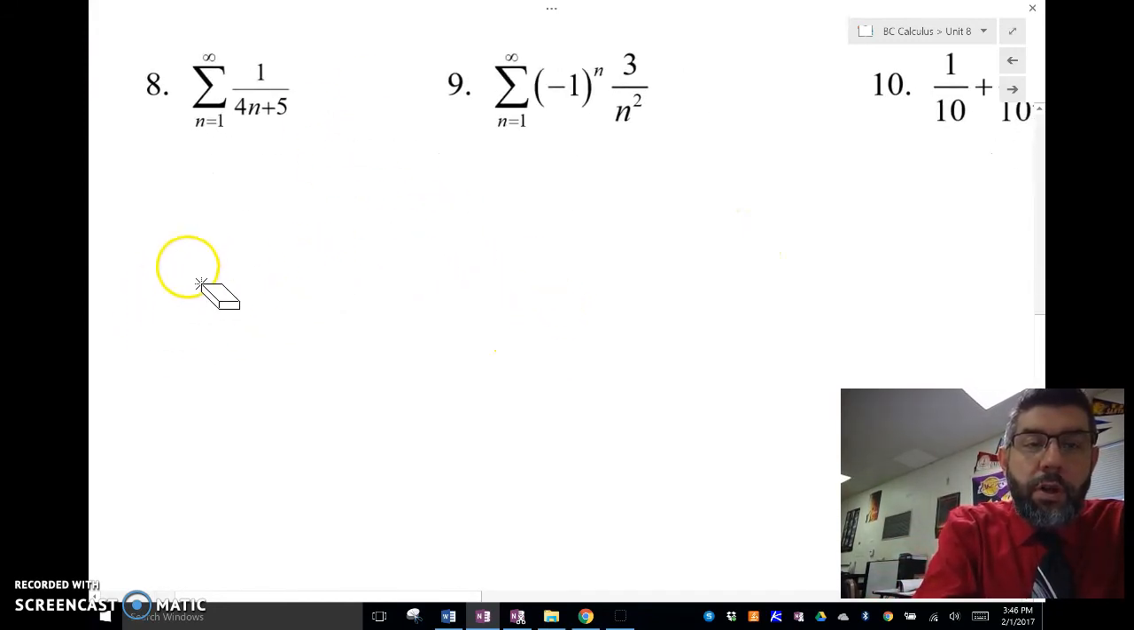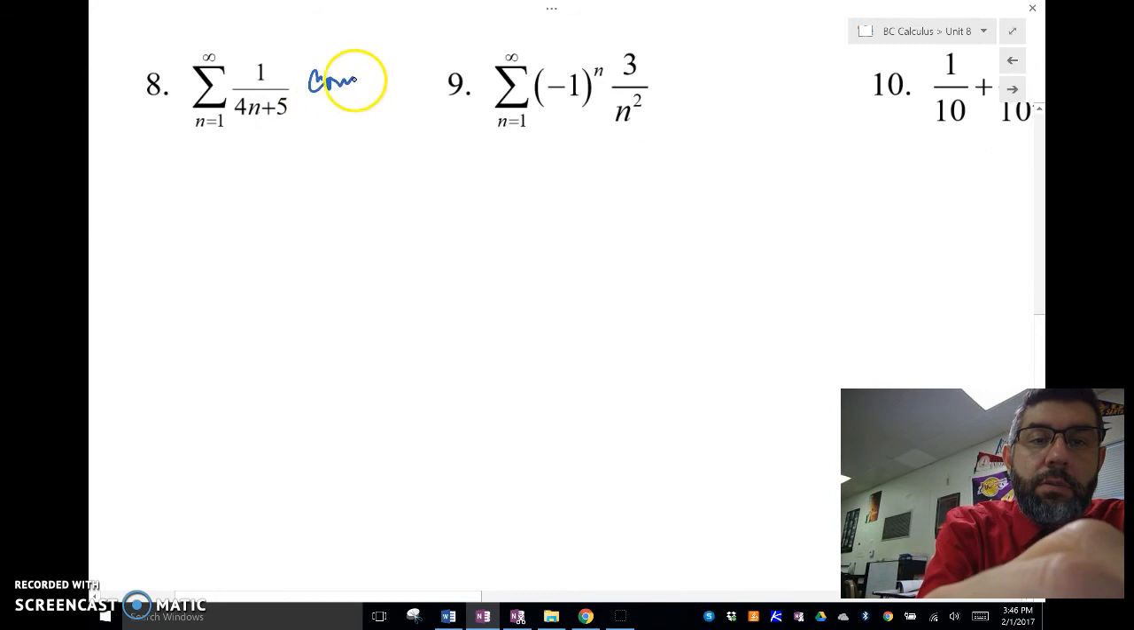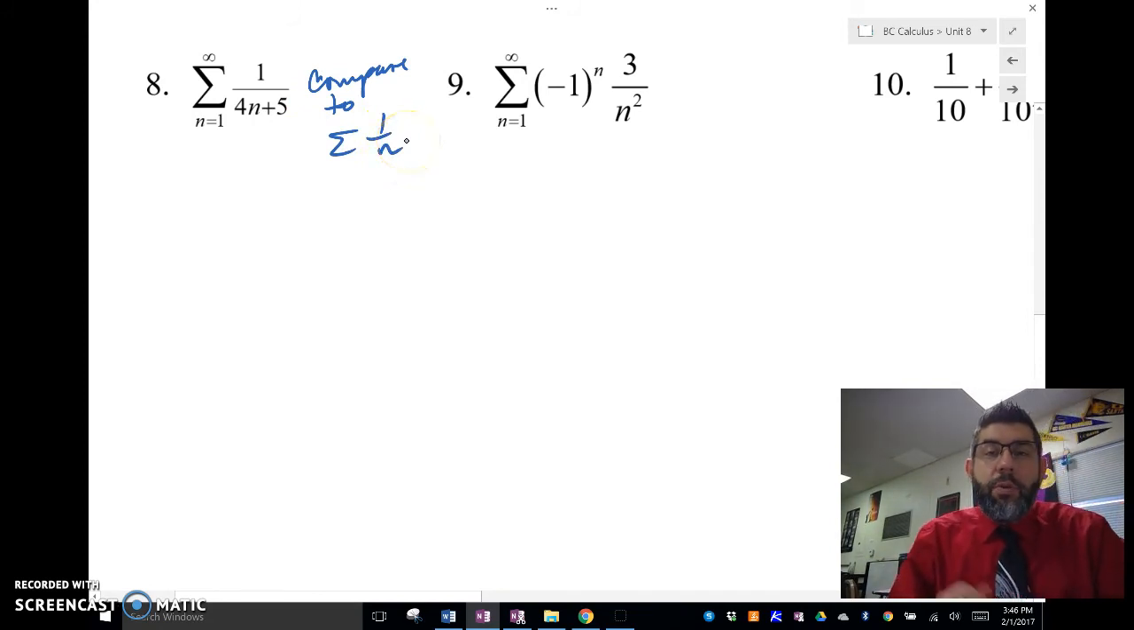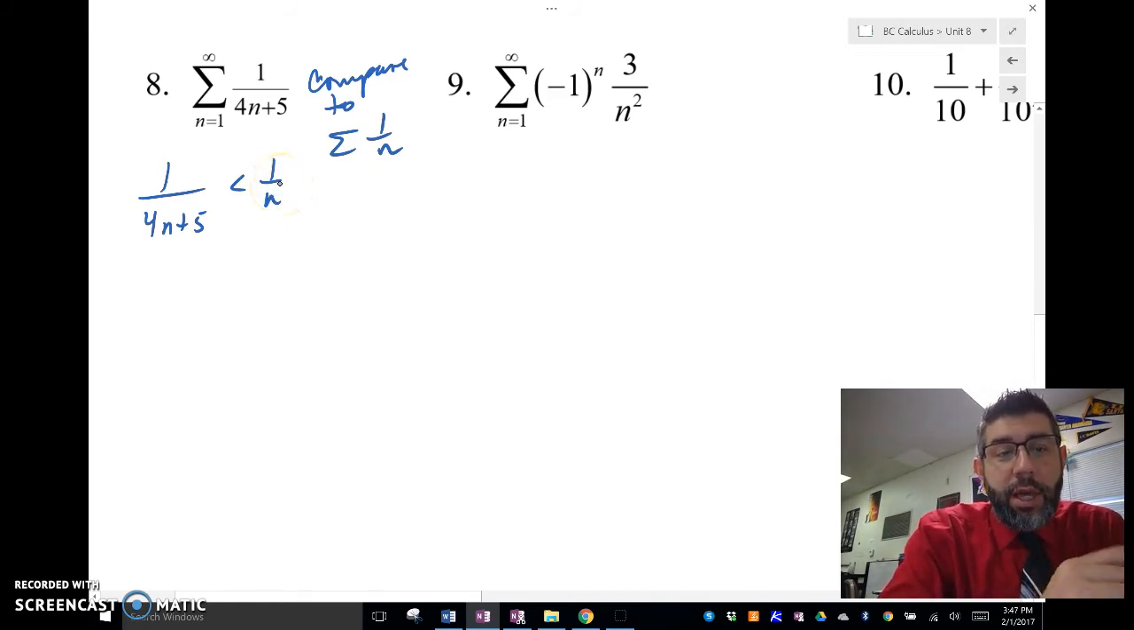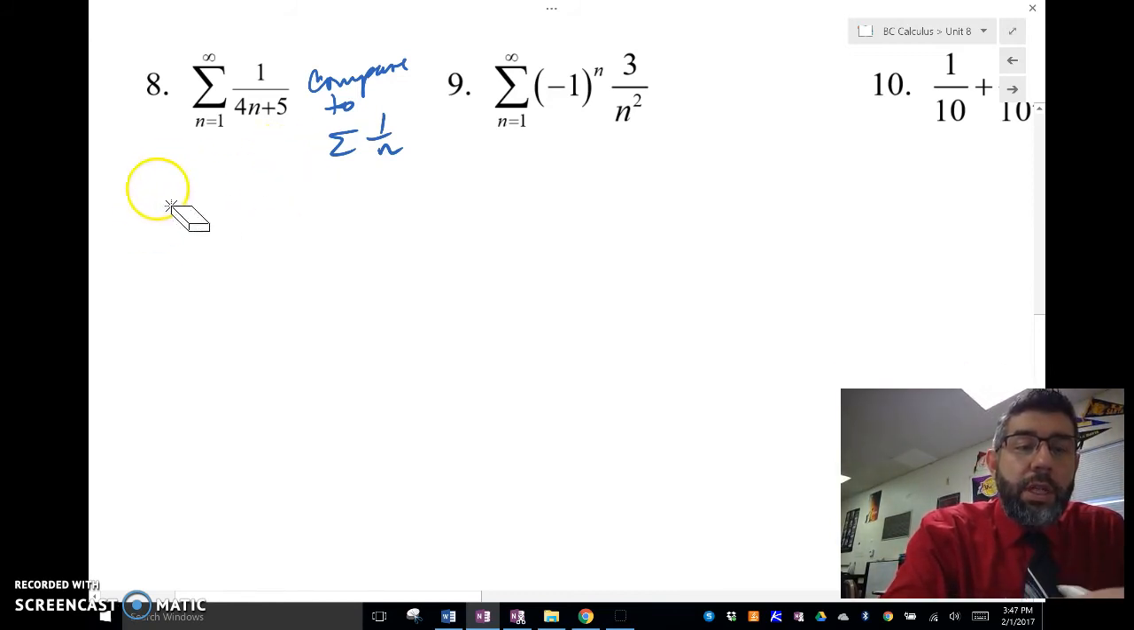If we compare this to the harmonic series, compare to 1/n, if we try to do a direct comparison test, because really none of the other things really work out. So we see here we can try to compare it to 1/n. The problem is 1/4n plus 5 is going to always be less than 1/n. But we can use the limit comparison test, and that might work out. So let's go and use a limit comparison test. And we know that this diverges.